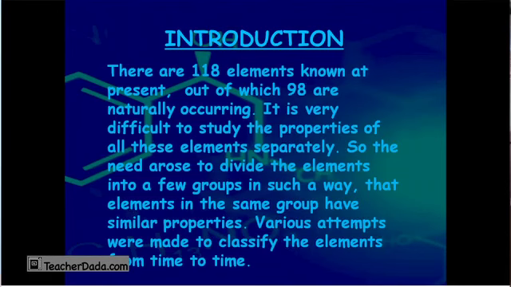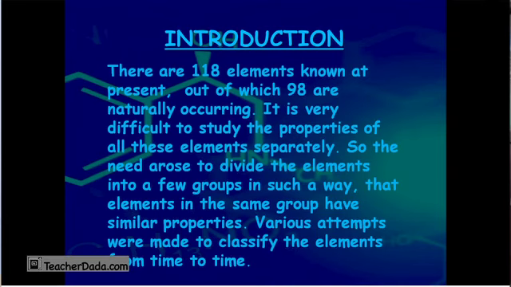And all of you know that till today 118 elements are known. Some of them are artificially prepared, most of them are naturally occurring. Around 98 are naturally occurring. Naturally occurring means it is present on our planet, in the earth, and artificially prepared means that these elements are man made.